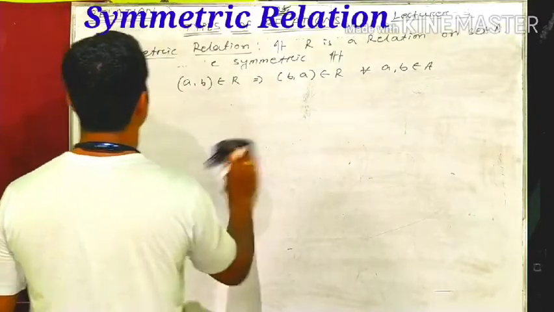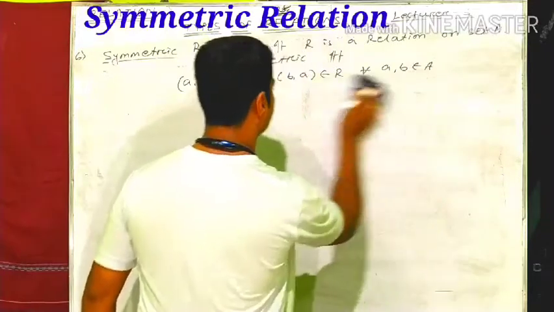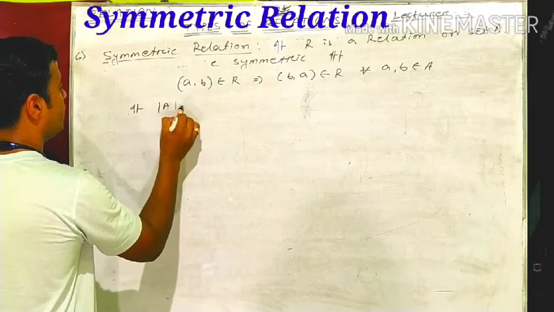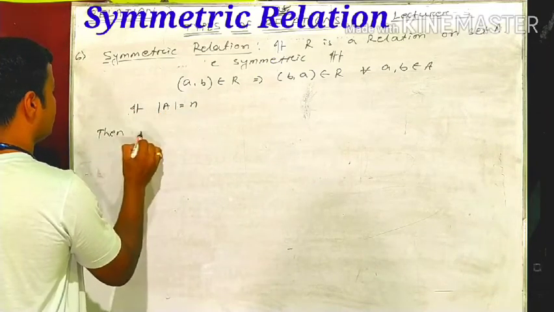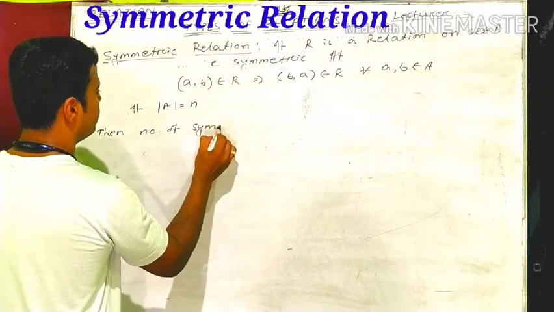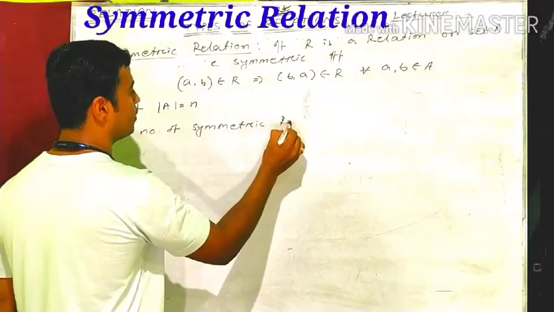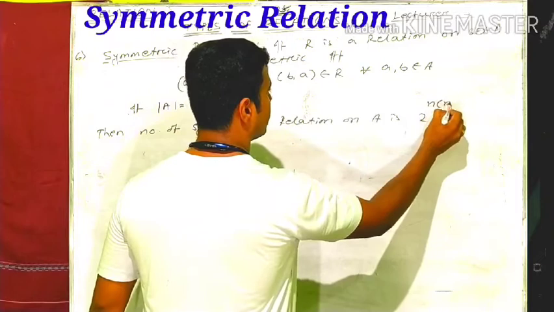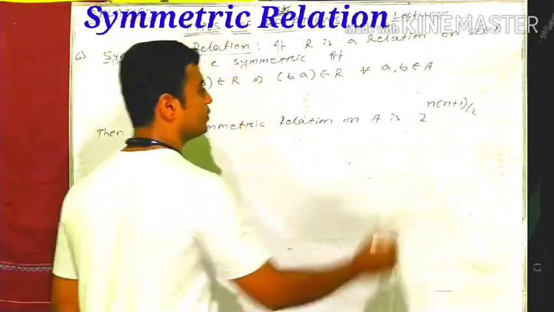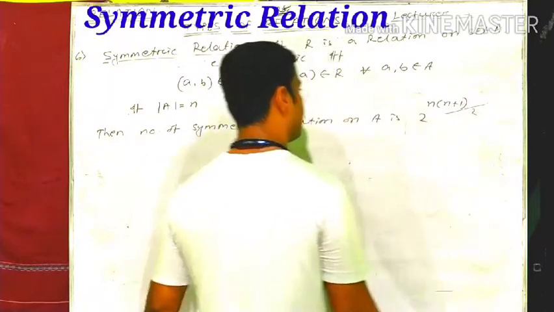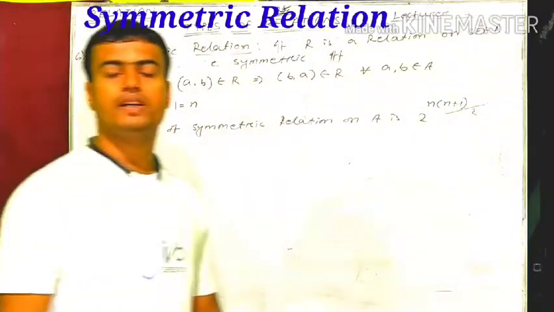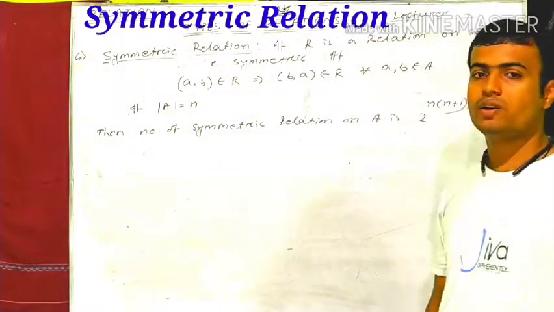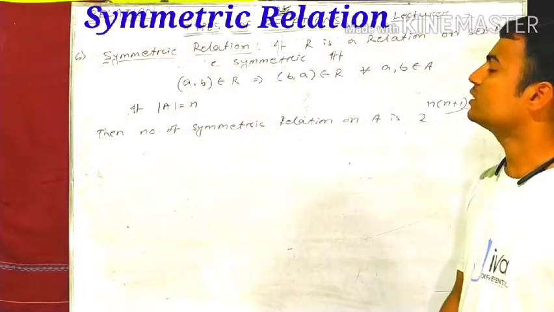So this is our symmetric relation. Now we know the number of symmetric relations on a set. If the cardinality of A equals n, then the number of symmetric relations on A is 2 to the power n(n+1)/2. So the number of symmetric relations on a set whose cardinality is n is 2 to the power n(n+1)/2, and this relation is called a symmetric relation.